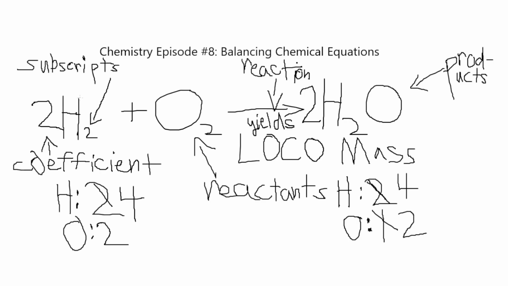So you can now confidently say that 2 hydrogen gas molecules plus 1 oxygen gas molecule will yield 2 water molecules. And that is how to balance chemical equations.